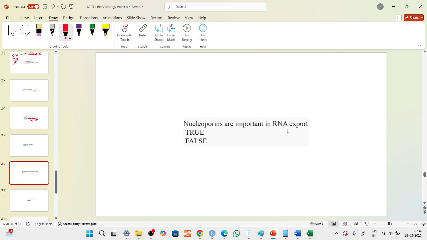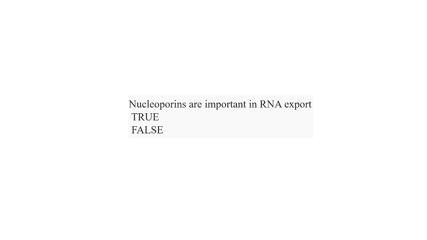Next question is, nucleoporins are important in RNA transport export. True or false? Nucleoporins are important in RNA export.